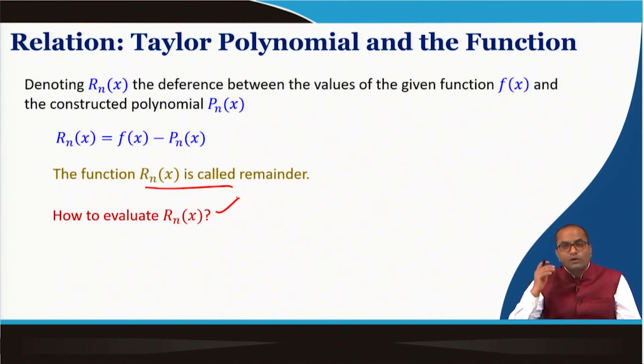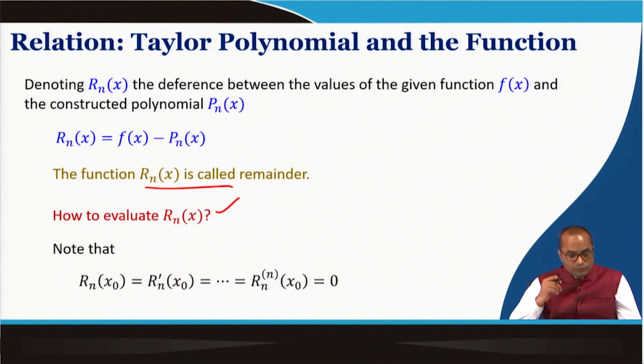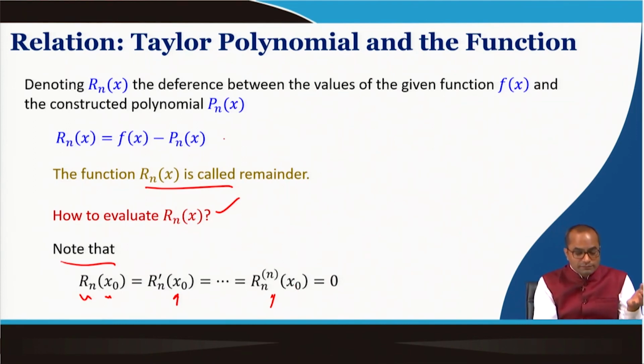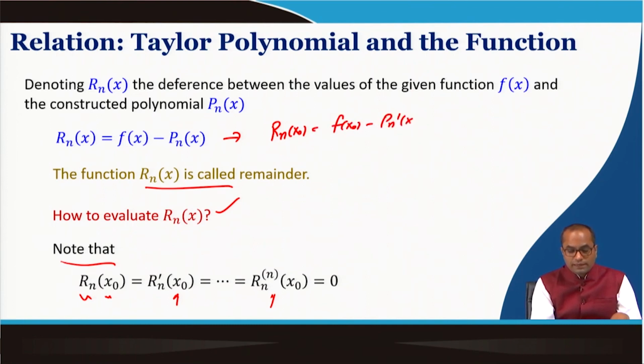And now the question is how to evaluate this Rn(x). We will evaluate this by considering that Rn at x0, and the derivatives of Rn at x0 up to the nth order derivative, all these are 0. Why? Because we know already that Rn(x0) is just f(x0) minus Pn(x0), and as per the construction these two values should match, should be the same. So it is equal to 0.